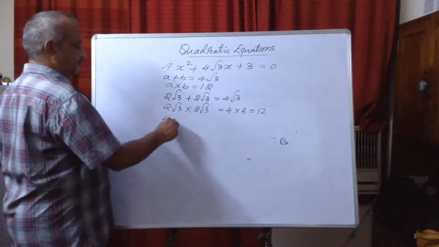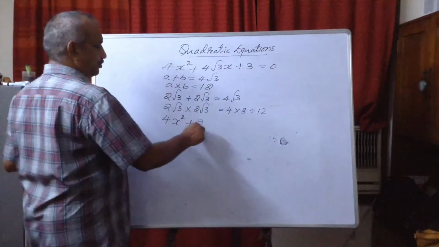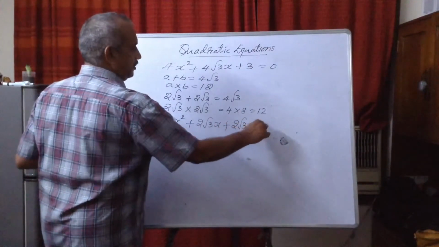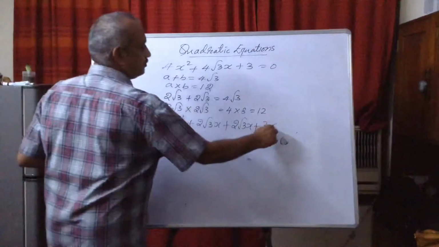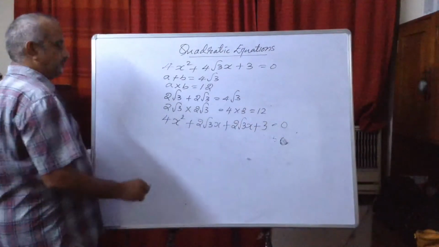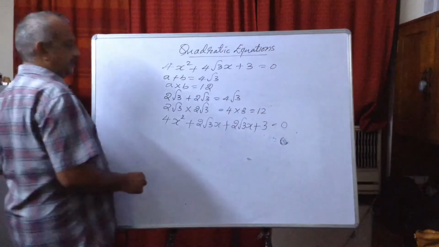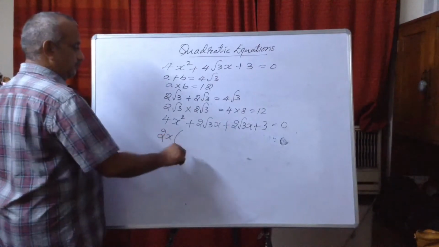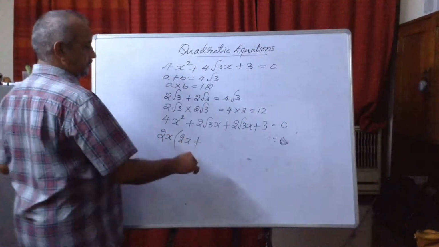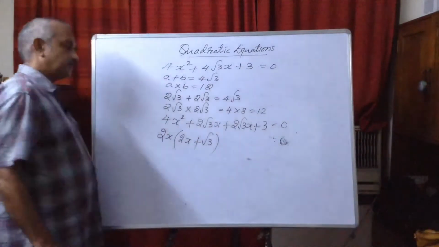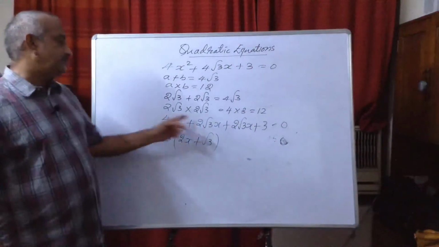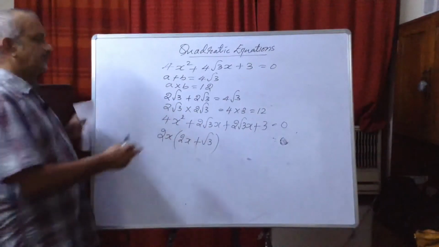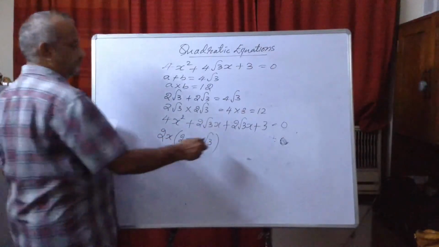Now we'll split 4x square plus 2 root 3x plus 2 root 3x plus 3 is equal to 0. Now from the first two terms, what is common? 2x can be taken out common. So 2x into 2x plus root 3. See once again, what is common? 2 can be taken out and x can be taken out. So 2x is taken out. What is left is 2x. And here in this case 2 is gone, x is gone. What is left is root 3 plus.